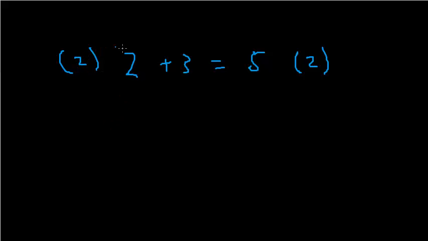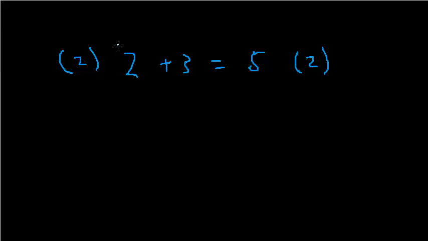Here I get 2 times 2, which is 4. And then I have my 3, 5 times 2 is 10, and it tells me that 4 plus 3, which is 7, is equal to 10. Well, that is not true.